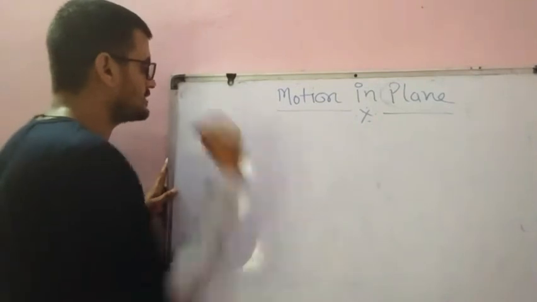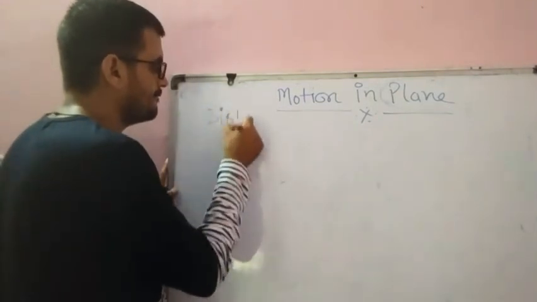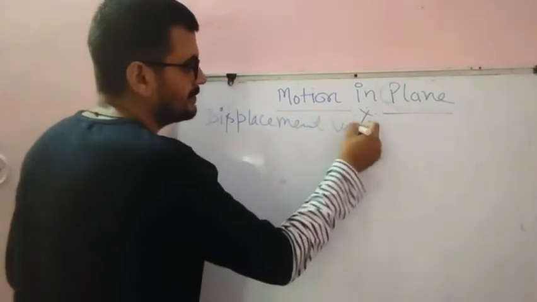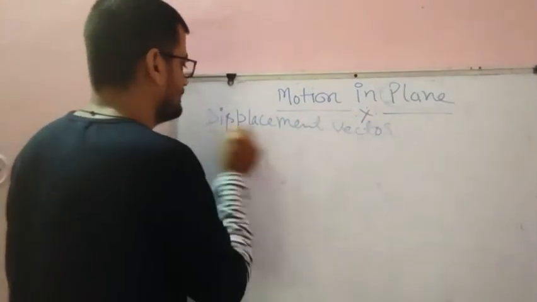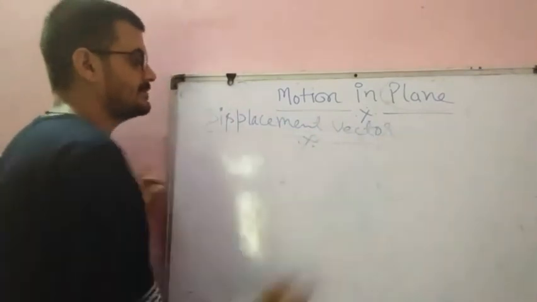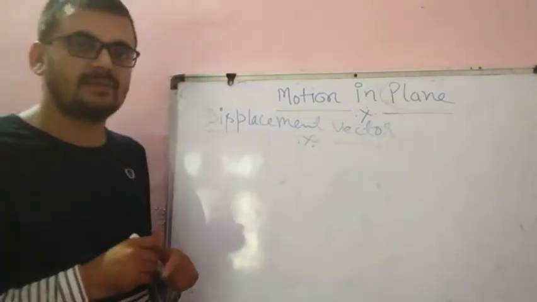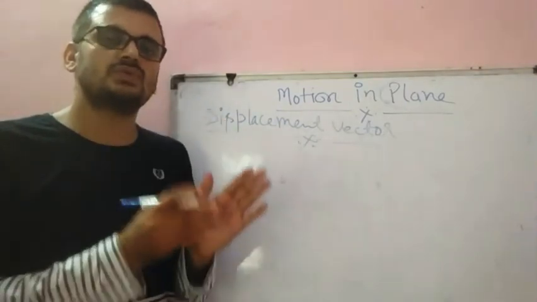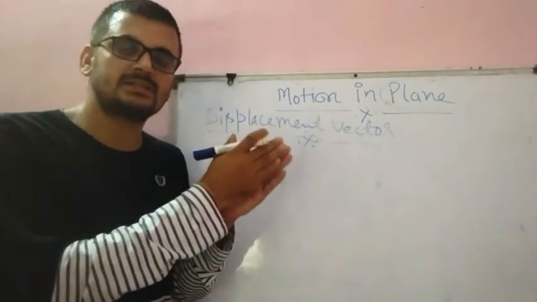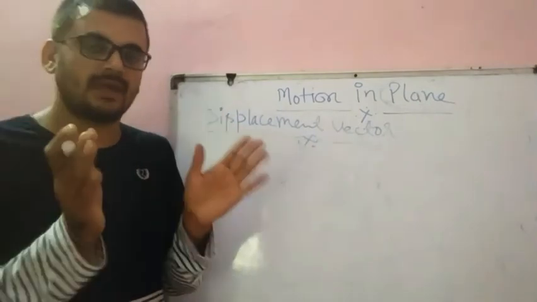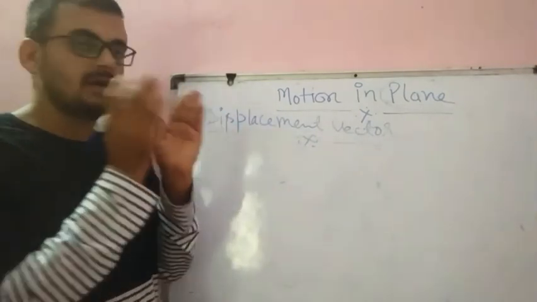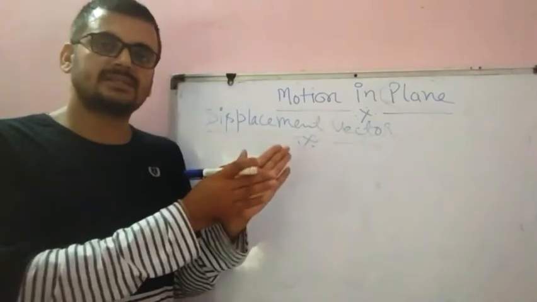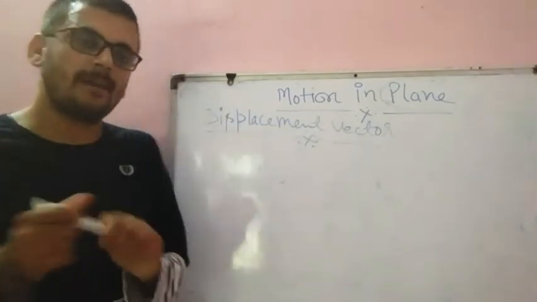Displacement vector. So what is the meaning of displacement vector? Displacement vector is the vector which is used to represent the initial position and final position of the body. Okay, displacement vector is that vector which is used to represent initial and final position of the body.